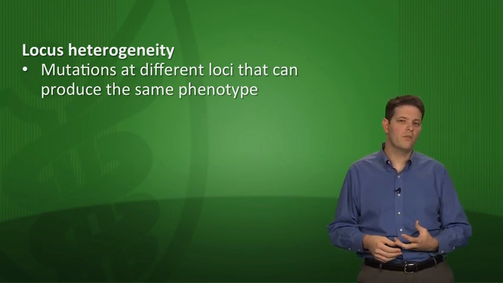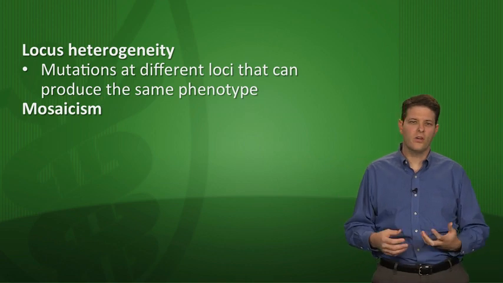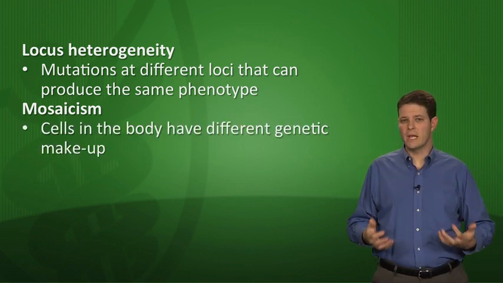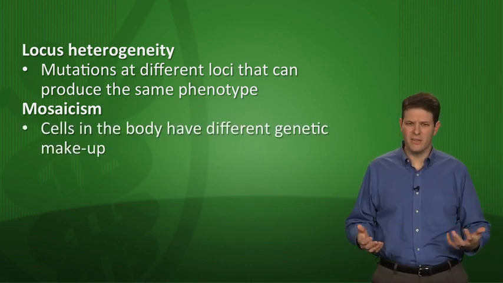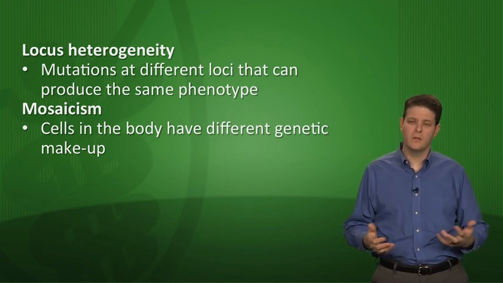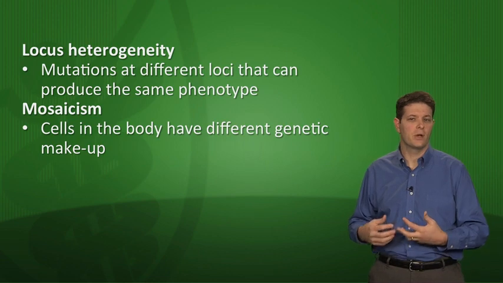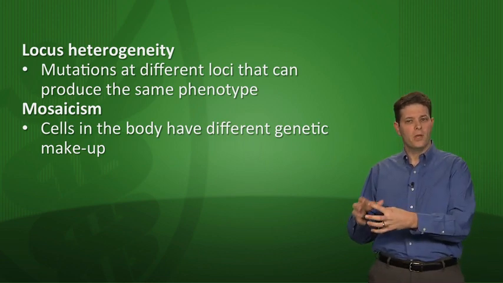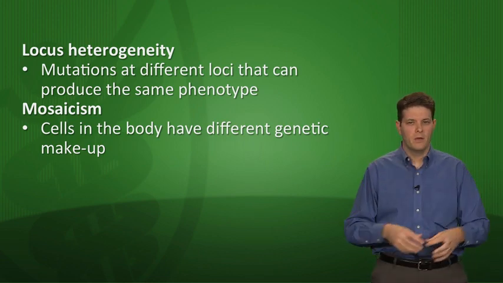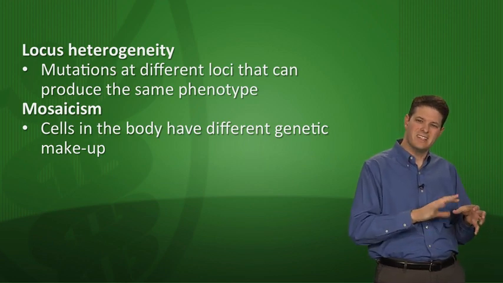The next term I want to cover is mosaicism. Now this occurs when cells in the body have different genetic makeup. Well, how does that happen? I thought all of our cells have the same DNA. Well, they do, generally. But if you lose some of the genetic information during mitosis, you can have one population of cells with one genetic makeup and another population of cells with a slightly different genetic makeup.